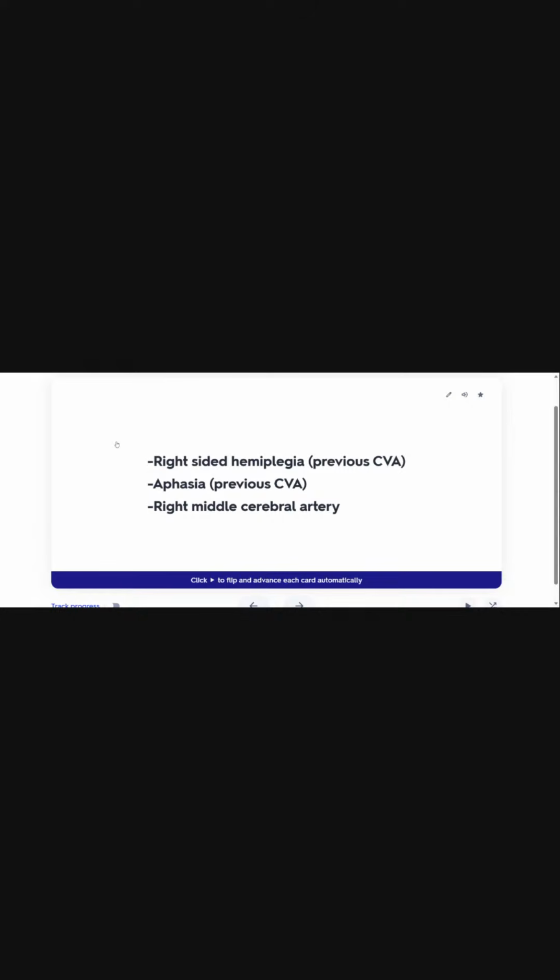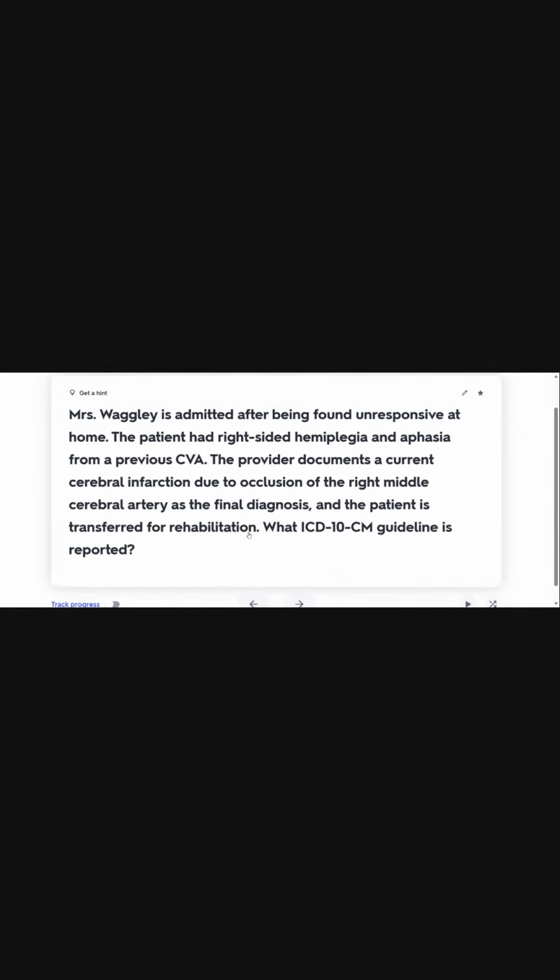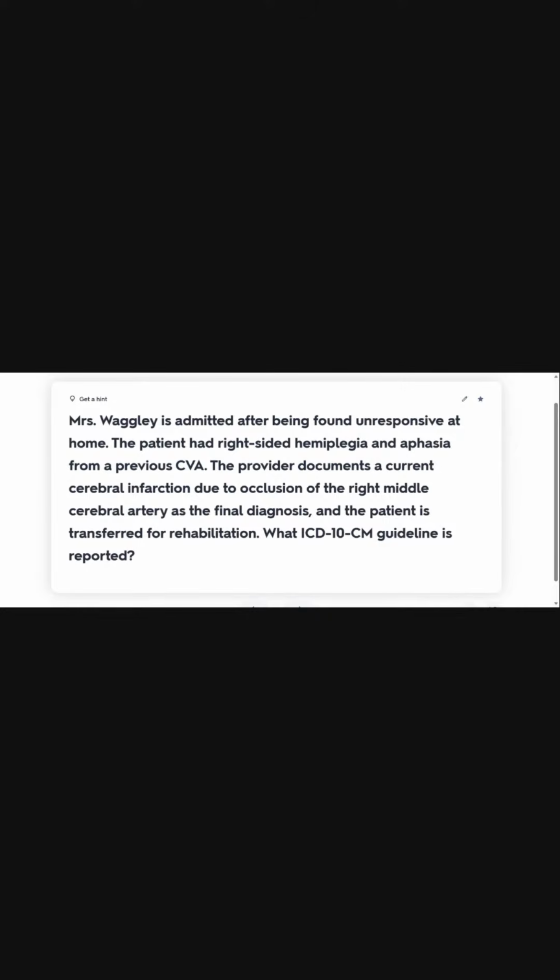All right. So I am focusing on, and I think everyone put it in the chat, the right-sided hemiplegia from a previous CVA, the aphasia, again, from a previous CVA. So when I'm saying CVA, I mean the cerebrovascular accident, what we were talking about beforehand. And then the right middle cerebral artery is also what I am taking out of that. So if you got that one right, amazing job. And now we are going to move on to our guideline. So let me know what we think the guideline is going to be in the chat.